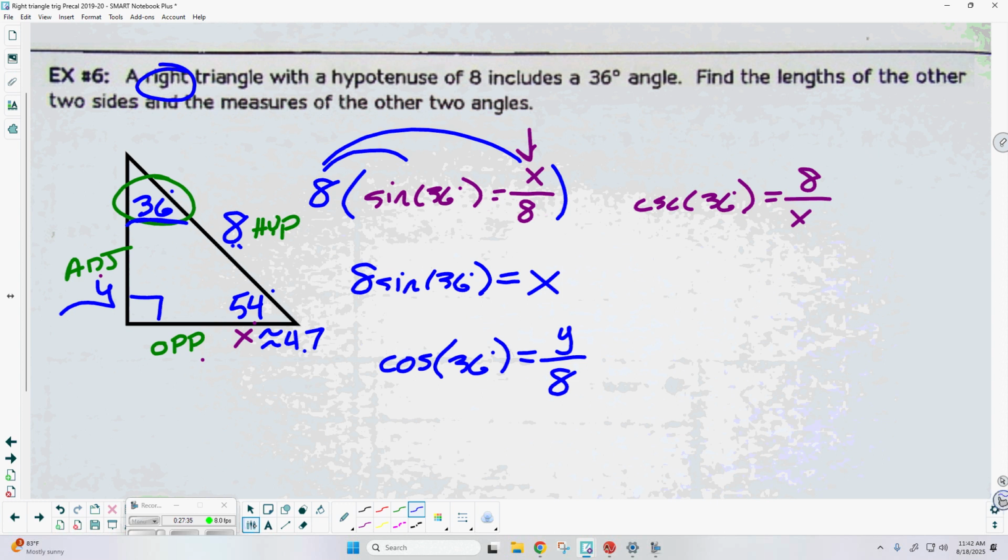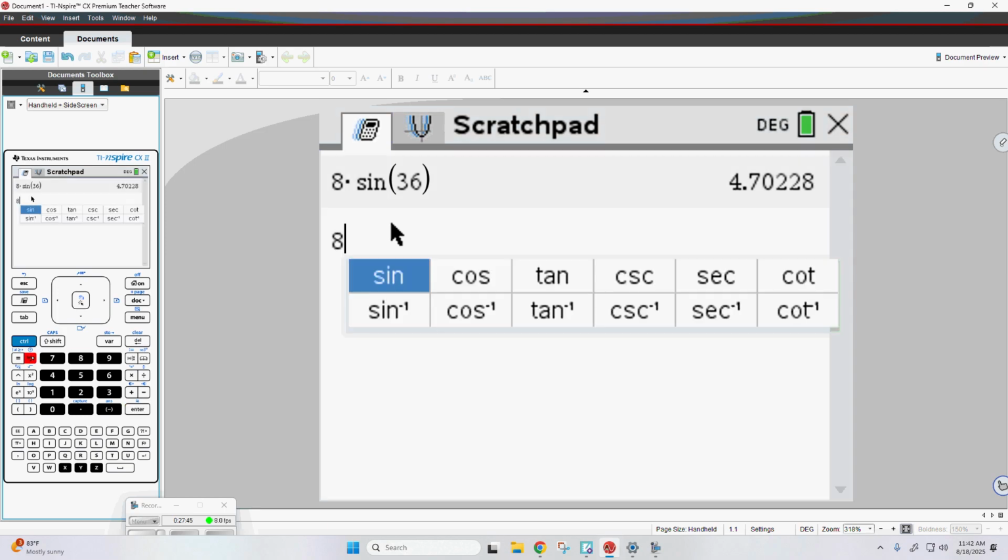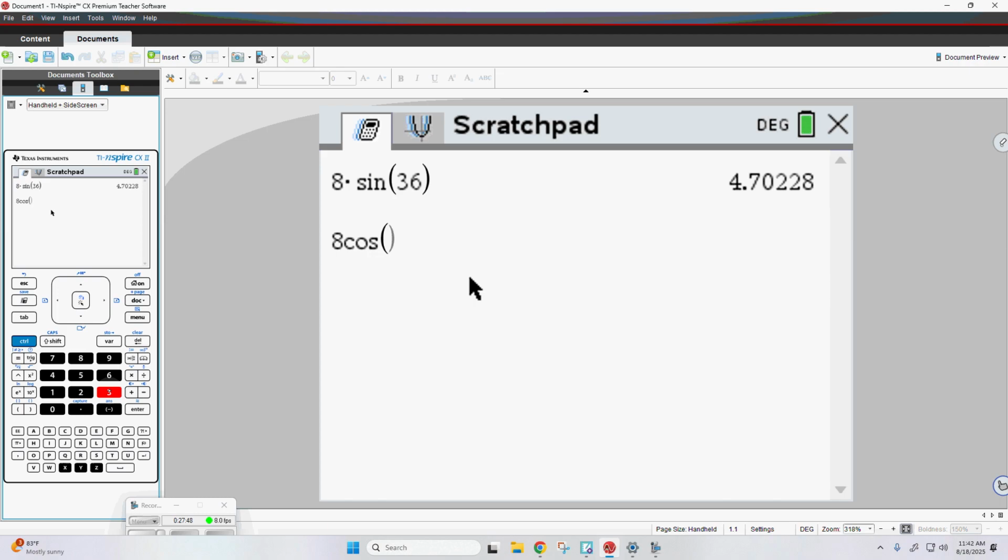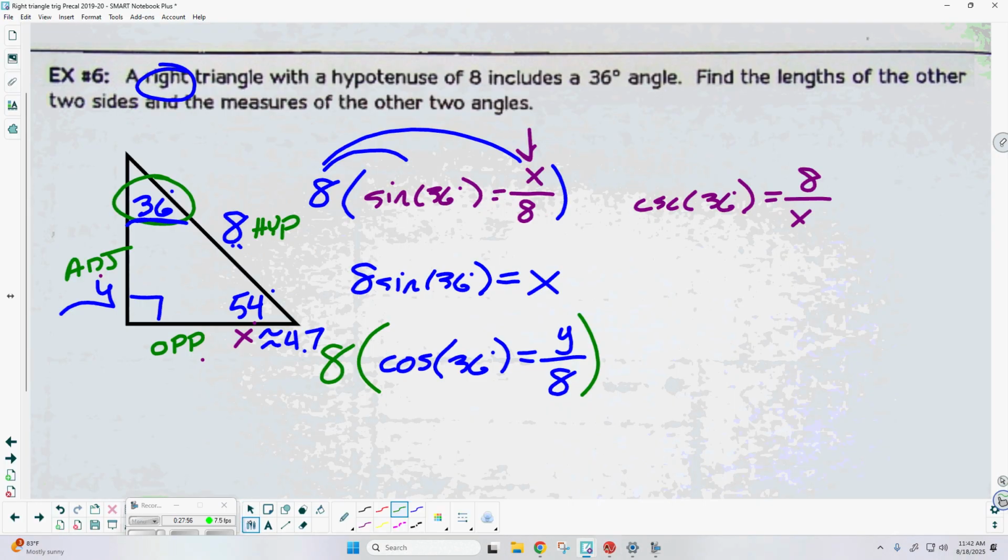Okay. So if we do it this way, all I have to do is multiply through by the denominator. So let's see, 8 times the cosine of 36. That equals 6.472. So let's say 6.5. Perfect. So the height is about 6.5 units.